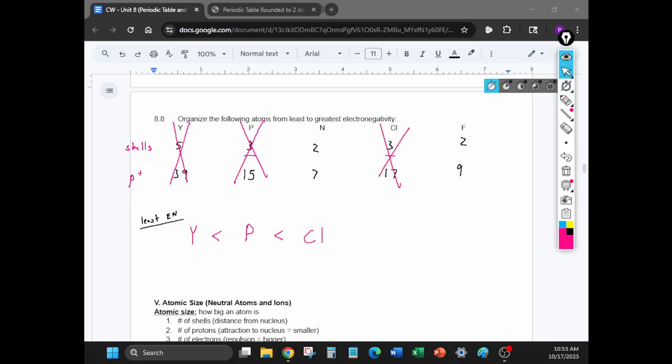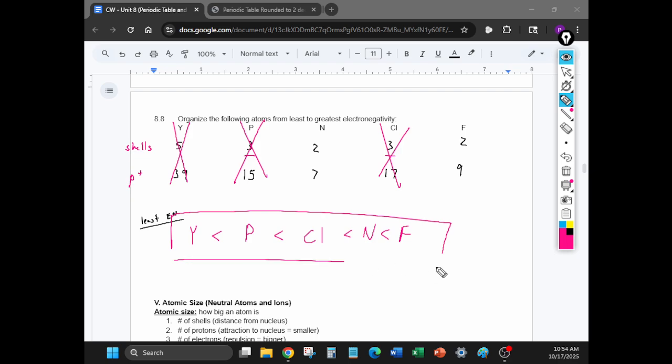And I'm going to give you guys 30 seconds. See if you can do the last 2 based on how we're doing it. Put the last 2 in order. Alright, and then for the last one, we're going to be looking at nitrogen and fluorine. Fluorine has more protons, so it'll be NF. And this will be your order from least to most electronegative. Alright, any questions? That's electronegativity. That's about as hard as it's going to get.